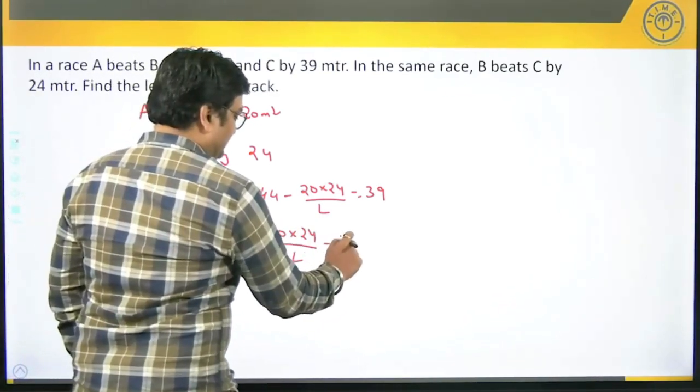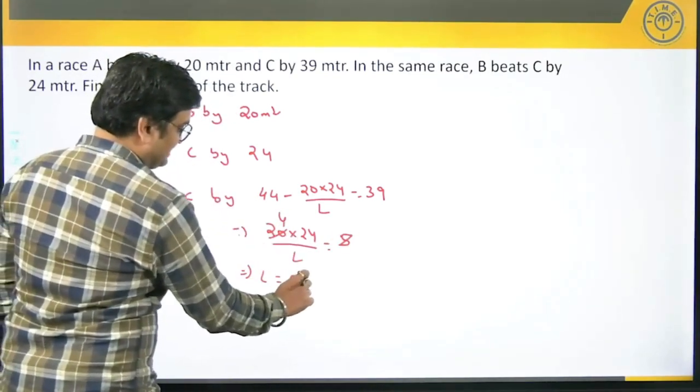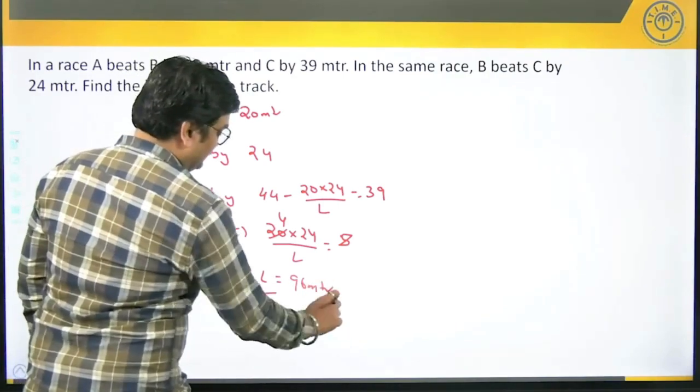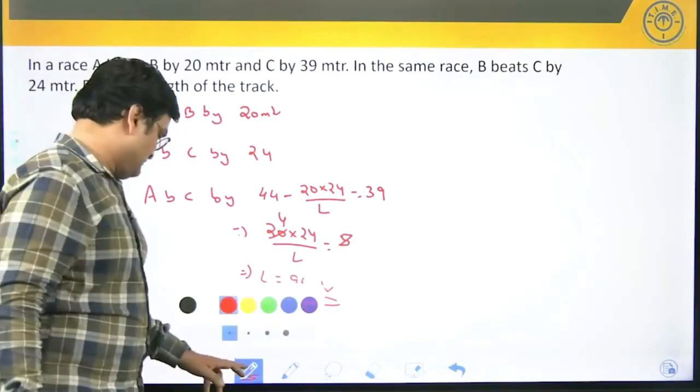44 minus 39 is 5. So this will go 4 times. So we'll get the value of L as 96 meters. So if you know the formula, this is how quickly you can answer this question.